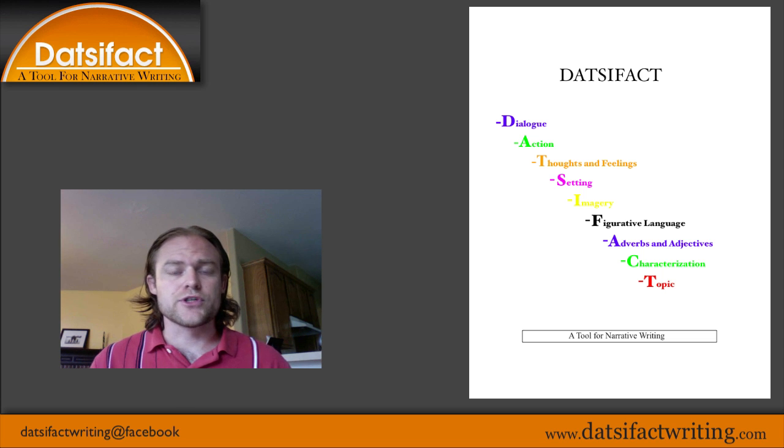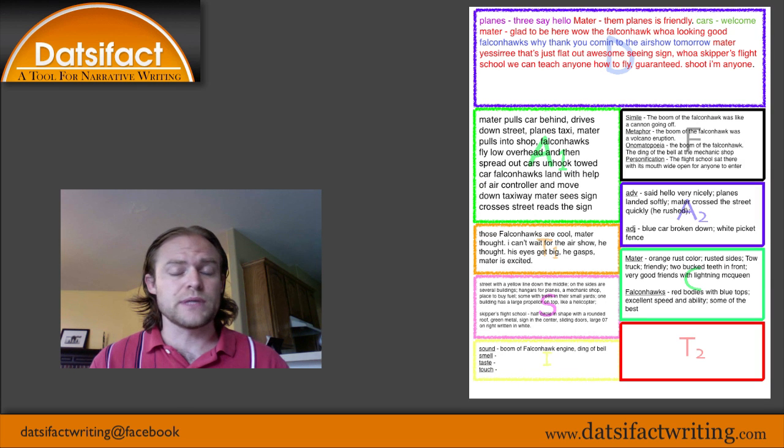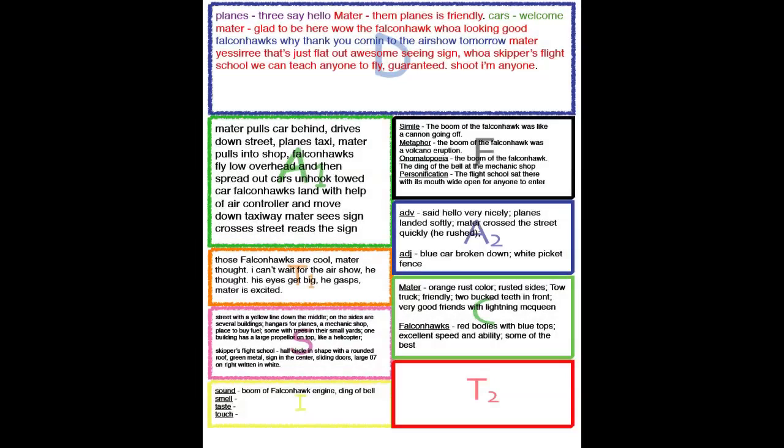And so I'll take you over to a DATSIFACT template that's already completed. And we can DATSIFACT, or write on the DATSIFACT template, the other elements as we see them. So this is a completed DATSIFACT template from AirMater. Now that we have coded for dialogue, actions, setting, imagery, and characterization, we can go ahead and move on to the other. What we need to focus on here are thoughts and feelings.